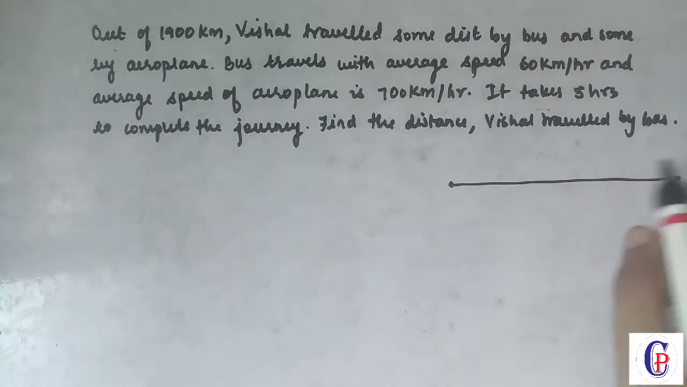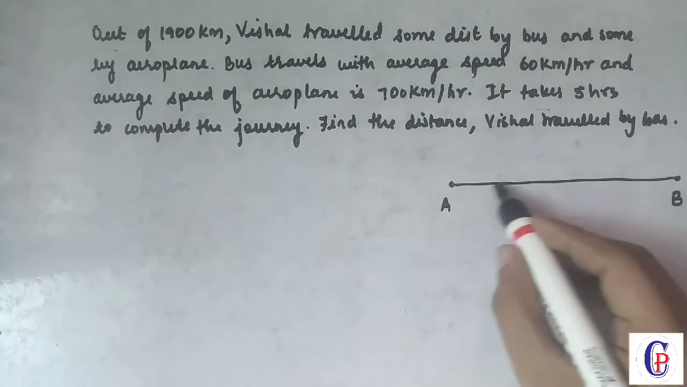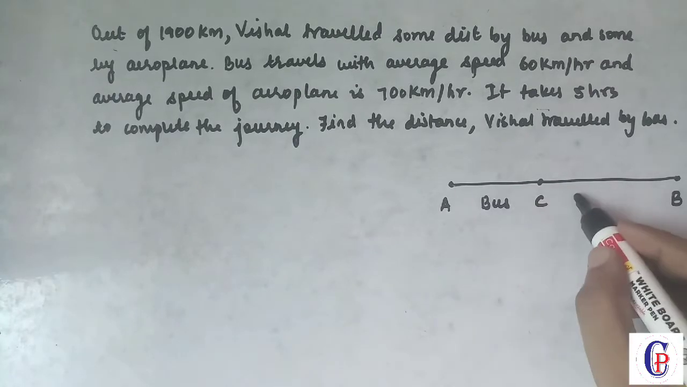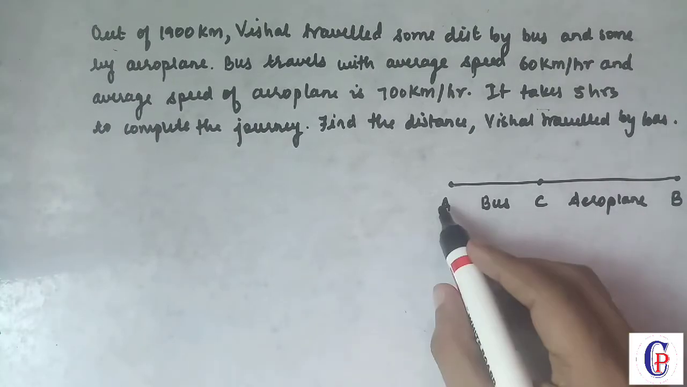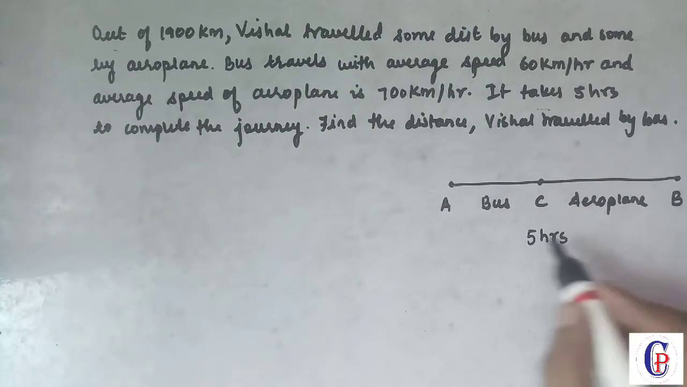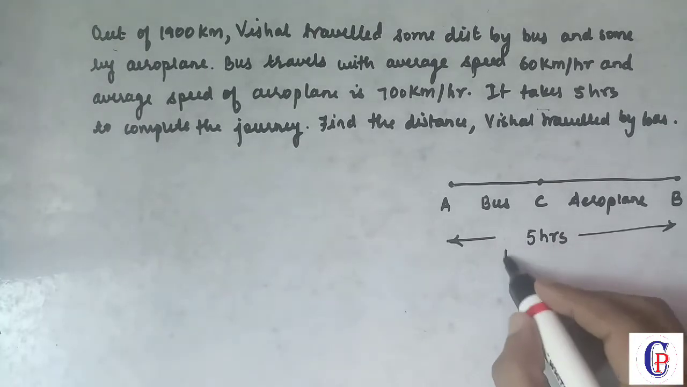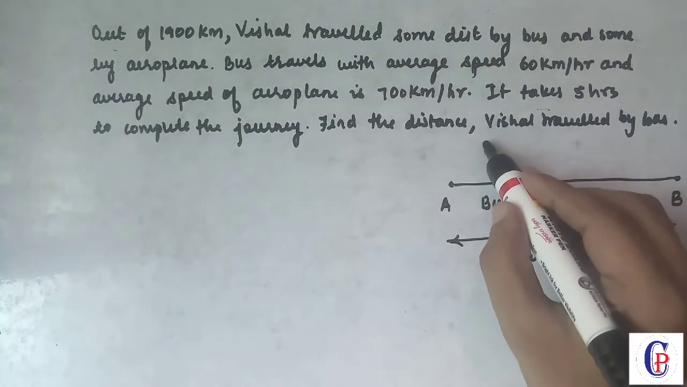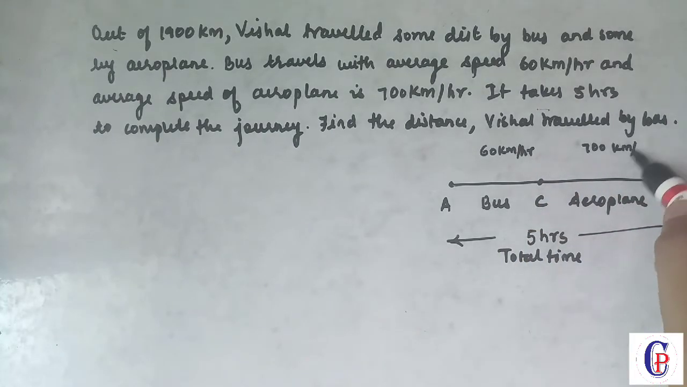So this is his journey. Let us assume from A to B, for some distance he traveled by bus and the other by aeroplane. The total time taken from A to B is given here: it takes 5 hours to complete the journey. So the total time is 5 hours, and the speed of the bus is 60 km per hour and the aeroplane is 700 km per hour.